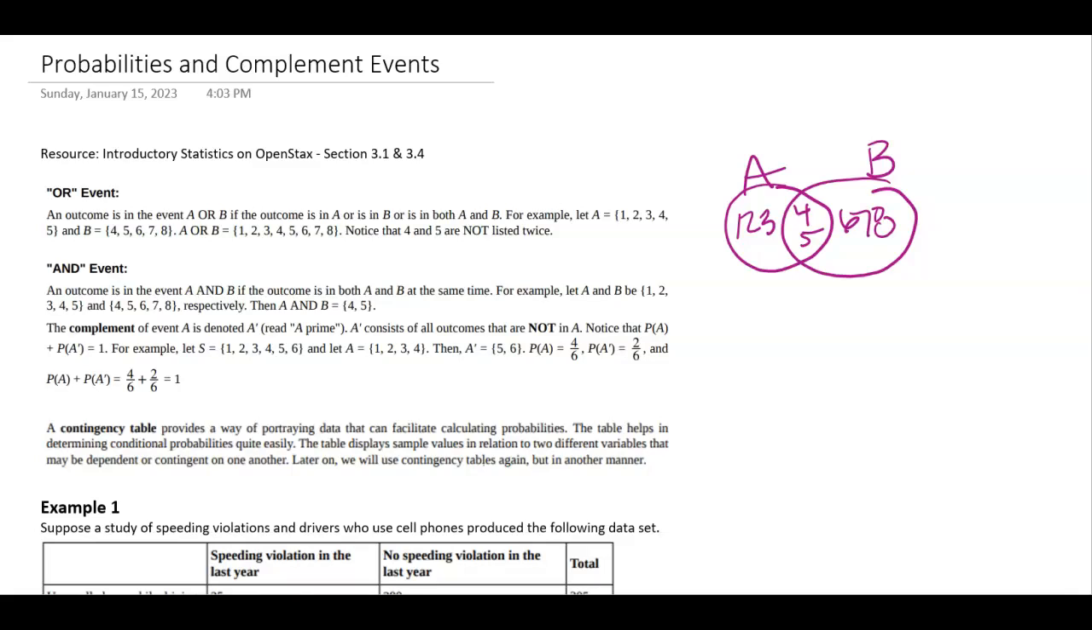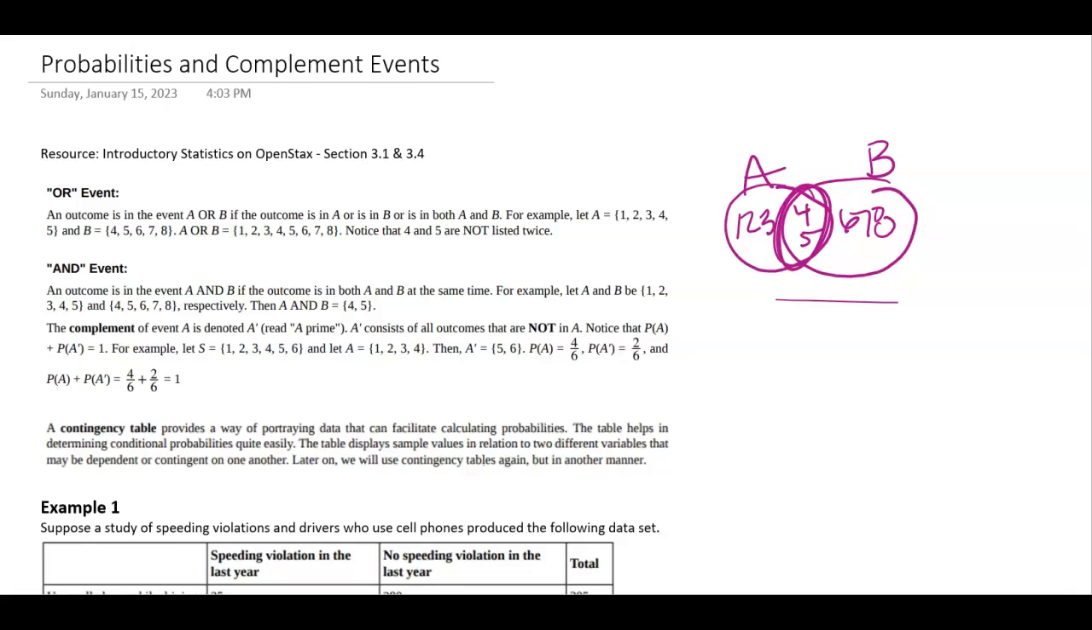And so if I want to figure out A or B, it could be anything in those two circles or the intersection. Versus if I want to find an AND probability, then the only thing that I would want to look at is just that middle piece. Like I need A and B to happen.